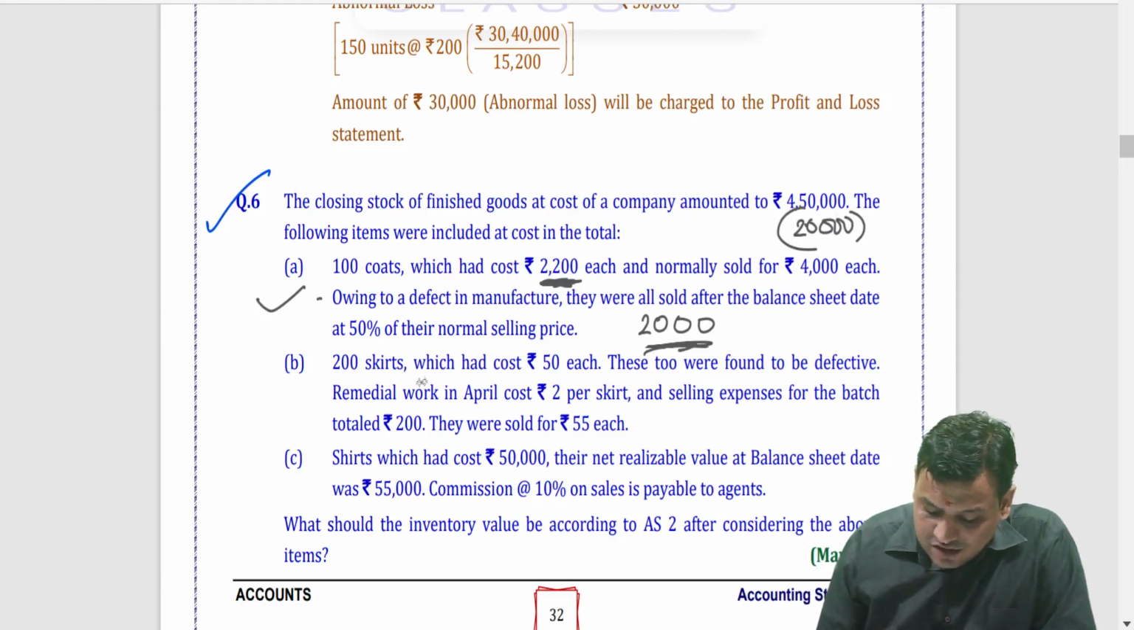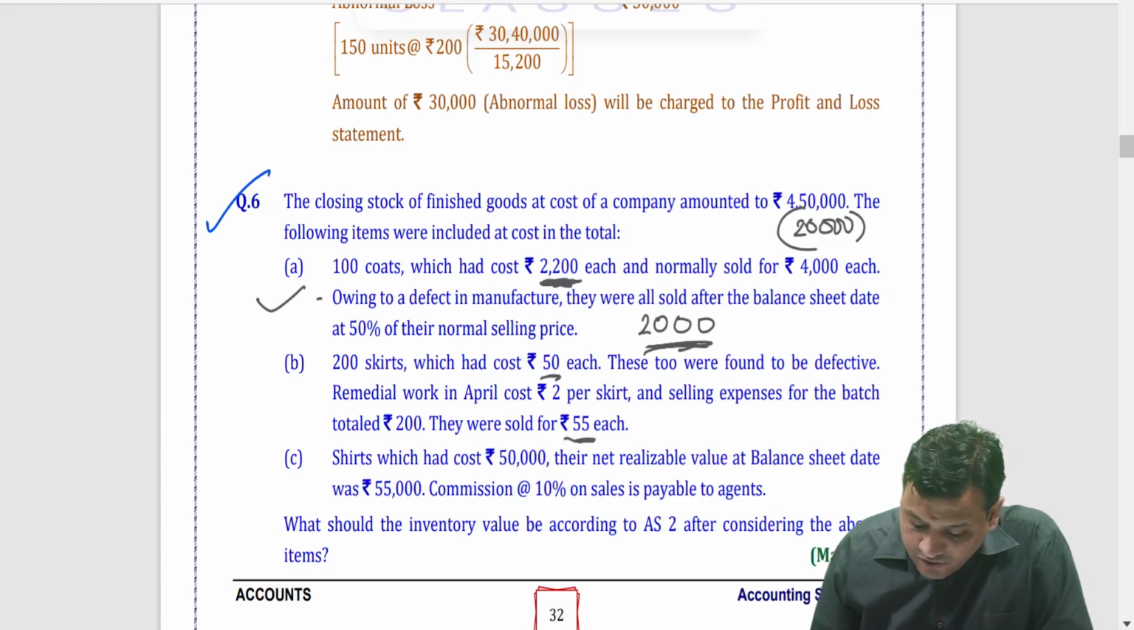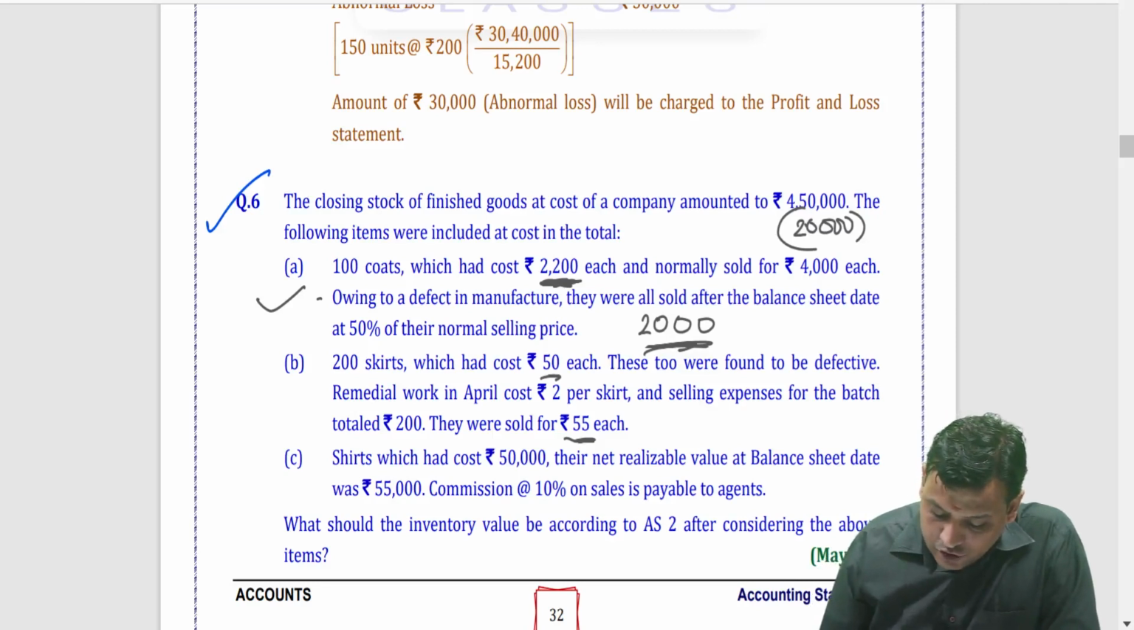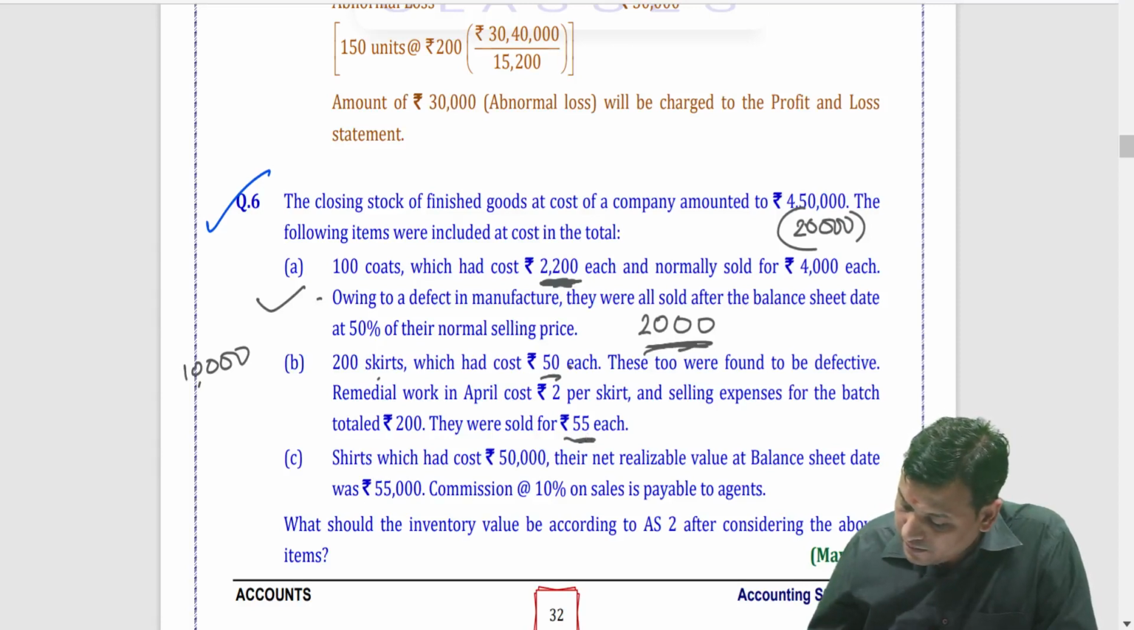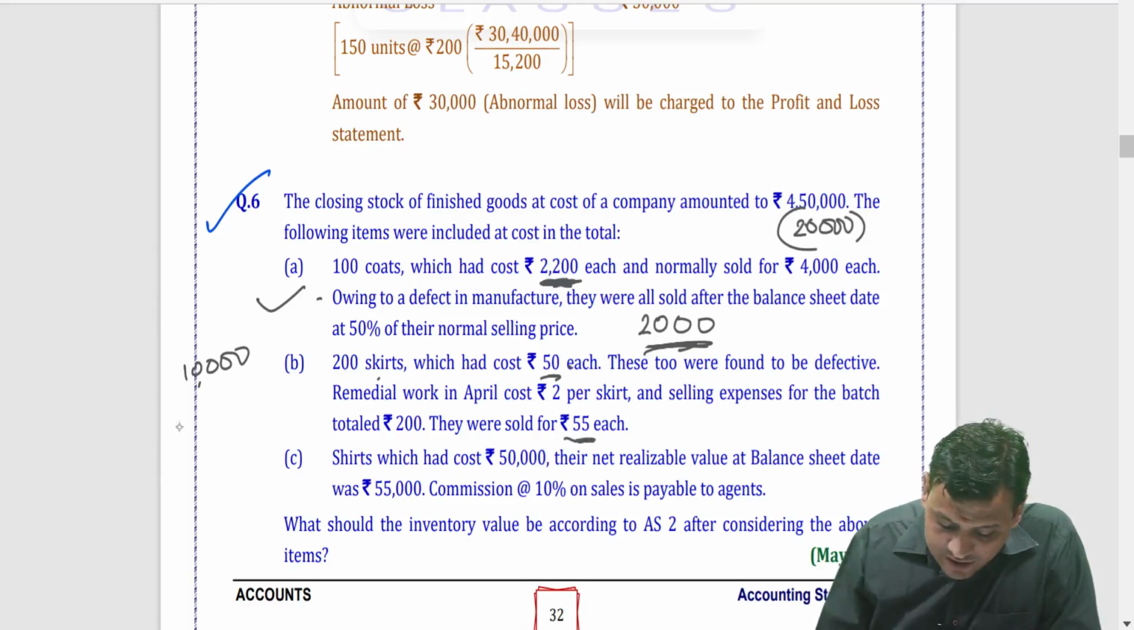Second, 200 skirts which had a cost of 50 each. These were found to be defective. Remedial work in April cost 2 per skirt and selling expense of the batch totals 200. They were sold for 55 each. Now, if you look properly, 200 skirts at 50 rupees, that is nothing but 10,000 rupees cost. What is the NRV of this? They are sold at 55, so 55 into 200, that gives me 11,000.